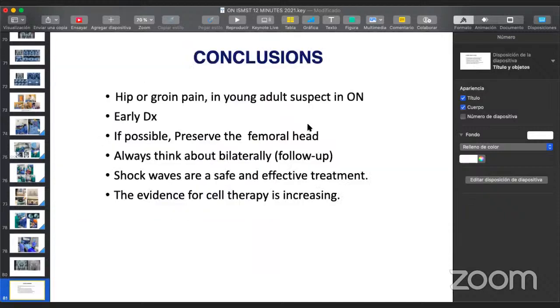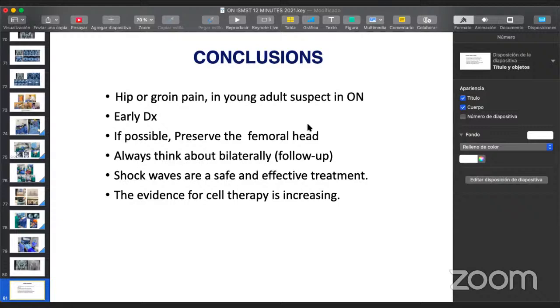The conclusion: in hip or groin pain in an adult, suspecting osteonecrosis, we must perform an early diagnosis. If it's possible, preserve the femoral head. Always think about bilateral disease. Shockwaves are a safe and effective treatment.